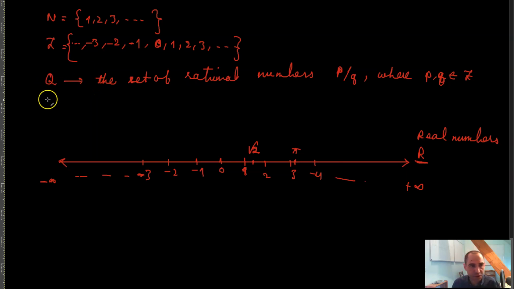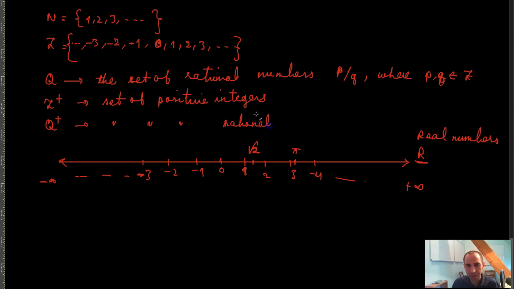there is the set Z plus, which is the set of positive integers. Then there is the Q plus, the set of positive rational numbers. And then there is the set R plus, which is the set of positive real numbers.